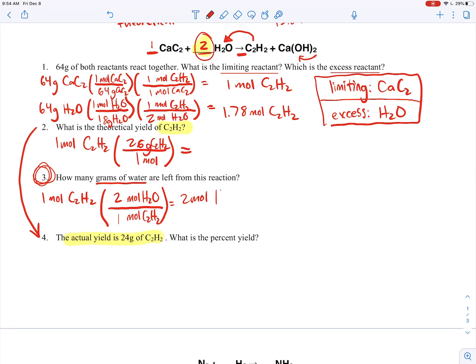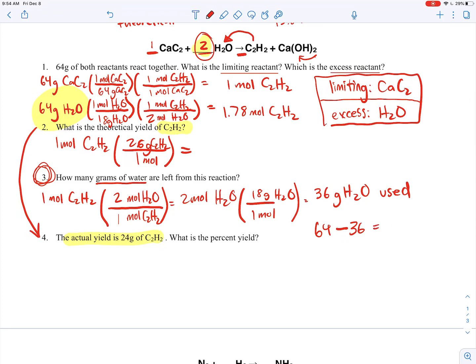We get 2 moles of water, but again, we want the grams of water, so I'm going to do one more conversion to get my moles to grams, and that gives me 36 grams of water are used in this reaction. However, this question is asking how much is left over. So we had started with 64 grams of water here. So we're going to take that 64 grams of water and subtract the 36 grams of water that were used, and it turns out we end up with 28 grams of water left over from this reaction. And that is going to be my answer.